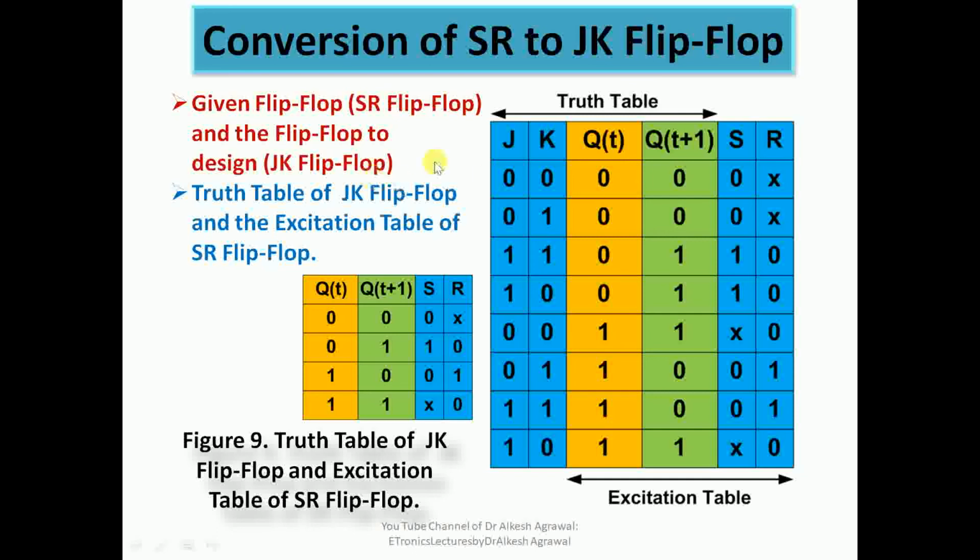So again the first step is we identified that the given flip-flop is the SR flip-flop and we have to design a JK flip-flop. Then again we have depicted a table where this section is the truth table of the JK flip-flop and this section is the excitation table of the SR flip-flop. So again we have made a certain modification. First we have written JK inputs and then previous state and next state, because with Qt and Qt plus 1 we can directly predict the SR inputs from the excitation table. So we have filled this table.